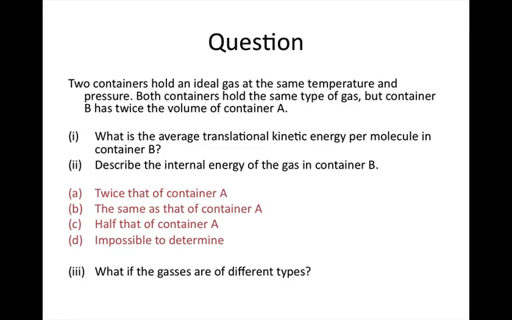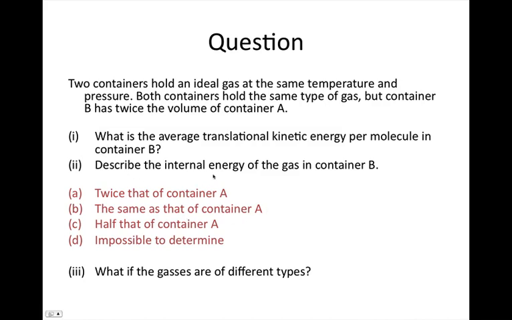So here's a question to think about. 2 containers hold an ideal gas at the same temperature and pressure. Both containers hold the same type of gas, but container B has twice the volume of container A. What is the average translational kinetic energy per molecule in container B? Well, to answer part 1, we know that the translational kinetic energy is just proportional to the temperature of the gas. So as these 2 gases are at the same temperature, they must have the same translational kinetic energy. And so the answer to part 1 is B, the same as that of container A.